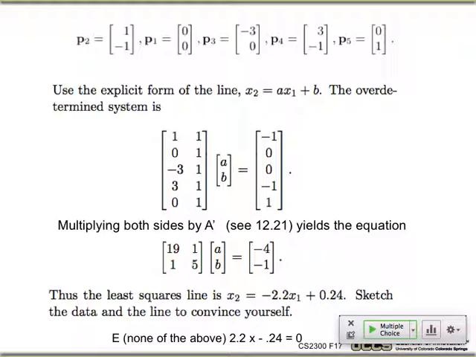So if we wanted to fit quadratics to this data, what would our matrix look like? Just square this column: 1, 0, 9, 9, 0. And if I wanted to do a cubic, 1, 0, negative 27, 27, 0. So building the matrix should be pretty straightforward, and then you just do the fitting.